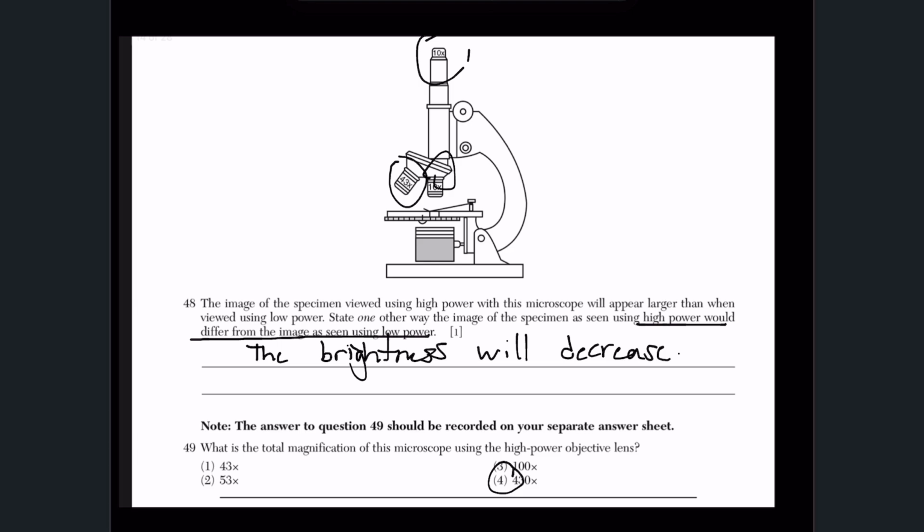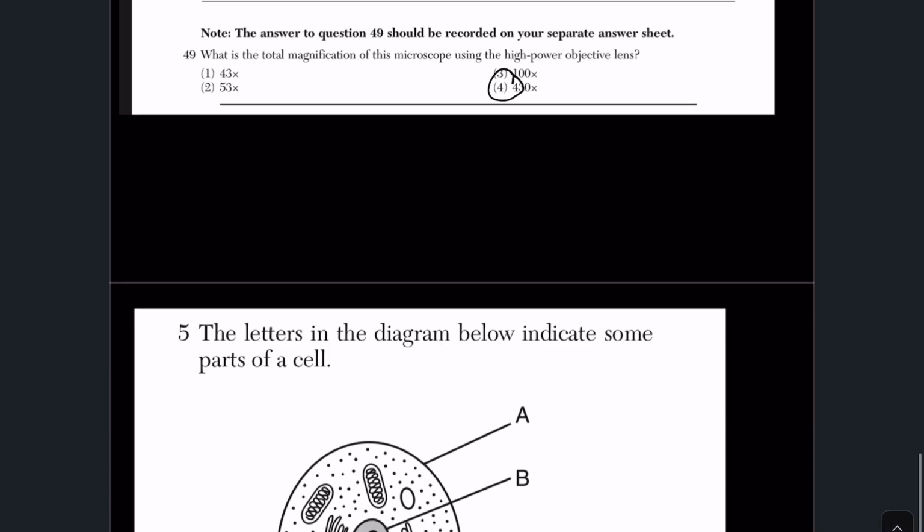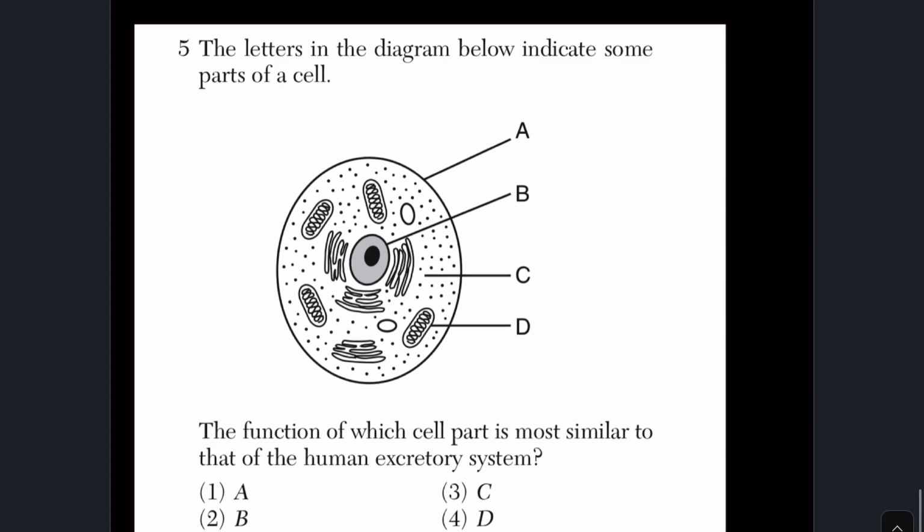And now we have one final review question. If I scroll down. And this says, the letters in the diagram indicate some parts of a cell. The function of which cell part is most similar to that of the human excretory system?